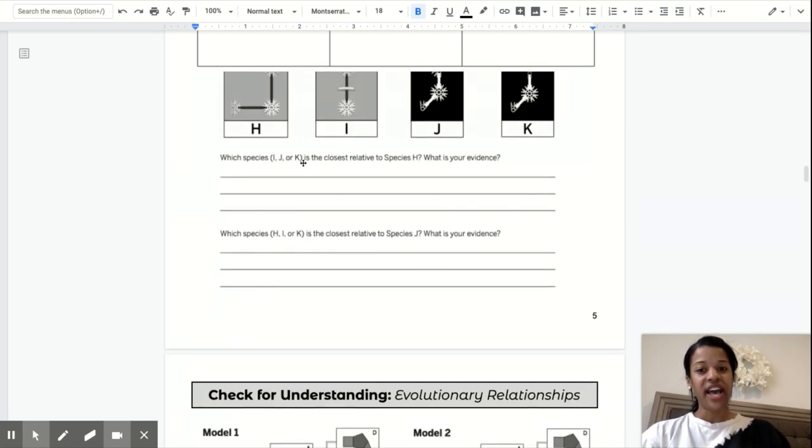So which species I, J, or K is the closest relative to species H? What is your evidence? So which one would we think, guys? Obviously, it would be I, right? Same background, same type of connection piece.